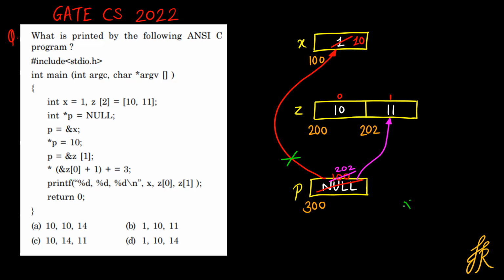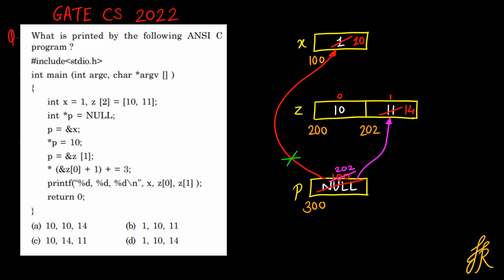So it is effectively like this: *202 += 3. We are just trying to increment this value. *202 is what? This 11. So we are just trying to increment this 11 by 3. 11, 12, 13, 14. Simple.